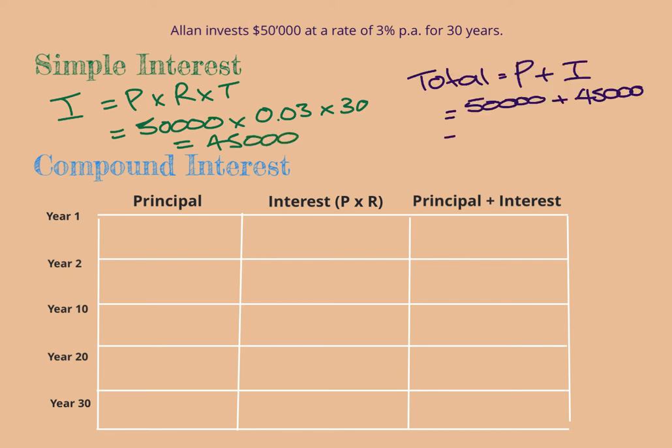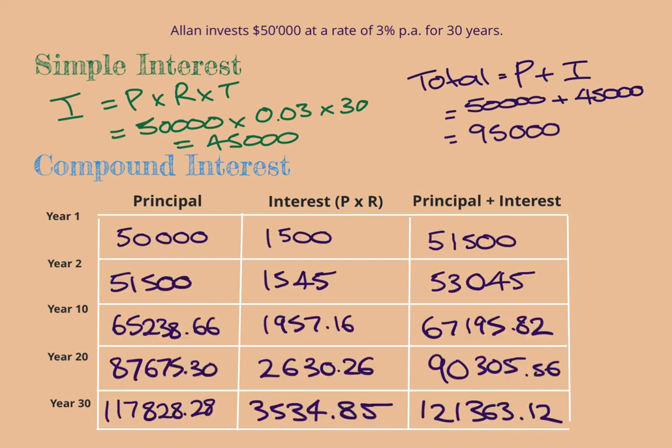So using this method, at the end of the 30 years, Alan would have a total of the principal plus interest. So he'd have $95,000 at the end of the 30 years, all up, including his initial investment and then the interest that he's earned. Now let's compare that with compound interest. Now you'll notice here that in this table, I've skipped quite a few of the boxes, but I'm just going to go ahead and fill this in and we'll see the difference.